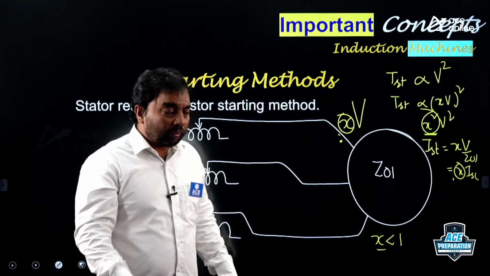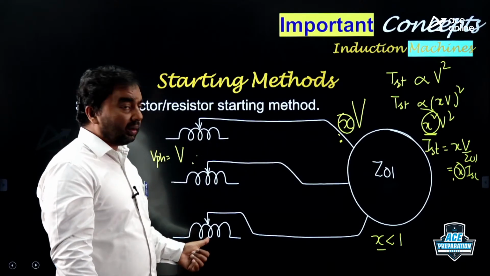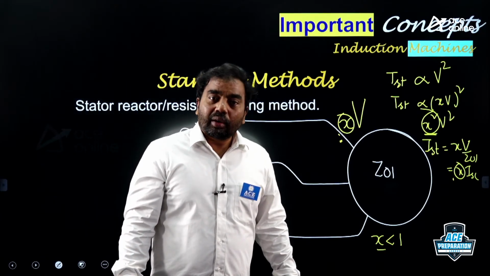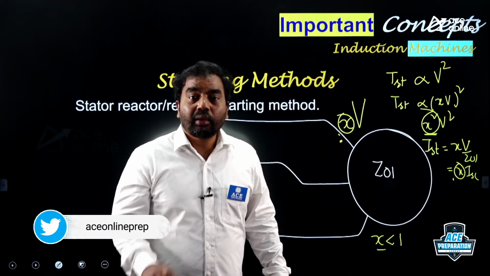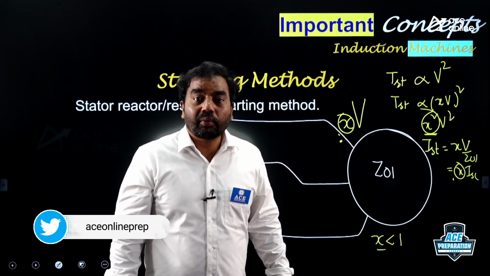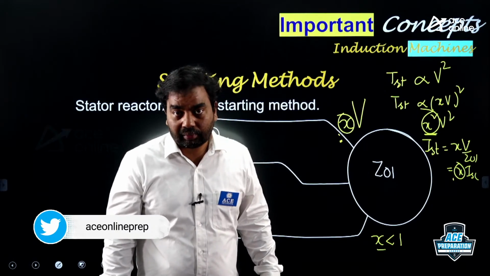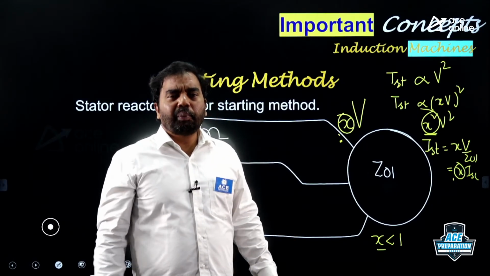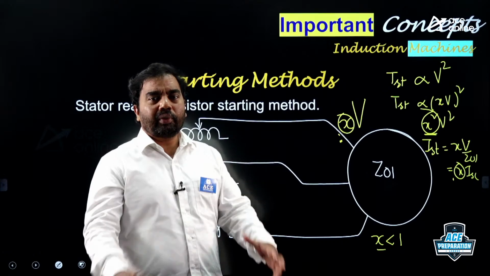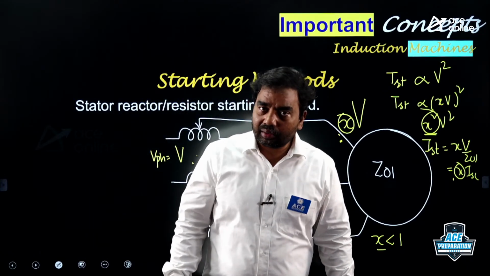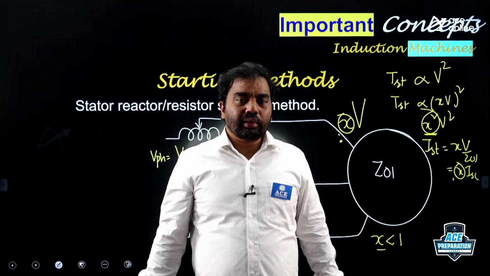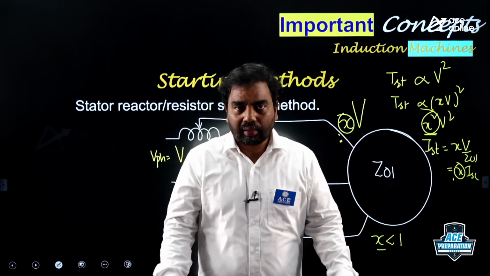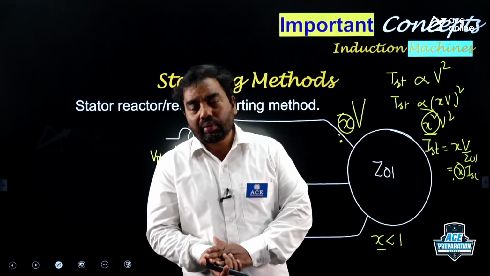So to rule out that problem, we are replacing these reactors with resistors. Resistors may improve the power factor, but because of the resistors, the ohmic losses will be more, and hence efficiency during starting will be less. So this is a very brief introduction about the series reactor starter. There are many equations to be discussed, so we'll discuss everything in detail in our regular classes, right? I hope you understood this.